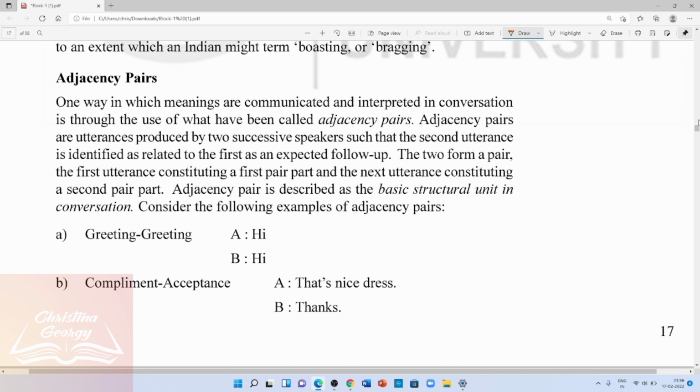It could also be a compliment acceptance pair, that is, if A says that's a nice dress, B will say thank you, obviously. So that could also be an adjacency pair. So there is a basic rule. That is, the basic rule of adjacency pair operation is that when a speaker produces a recognizable first pair part, he or she should stop talking and the conversational partner should produce a recognizable second pair part. That is, A should address something and stop and wait for B to respond accordingly.